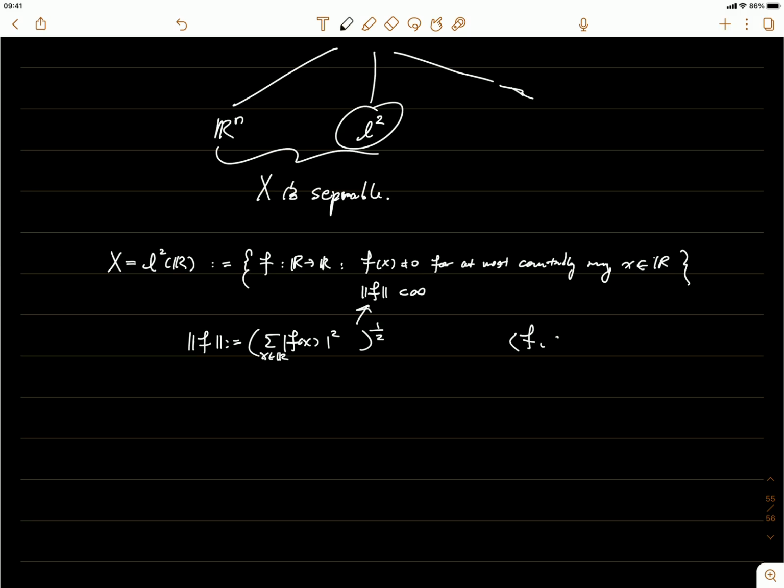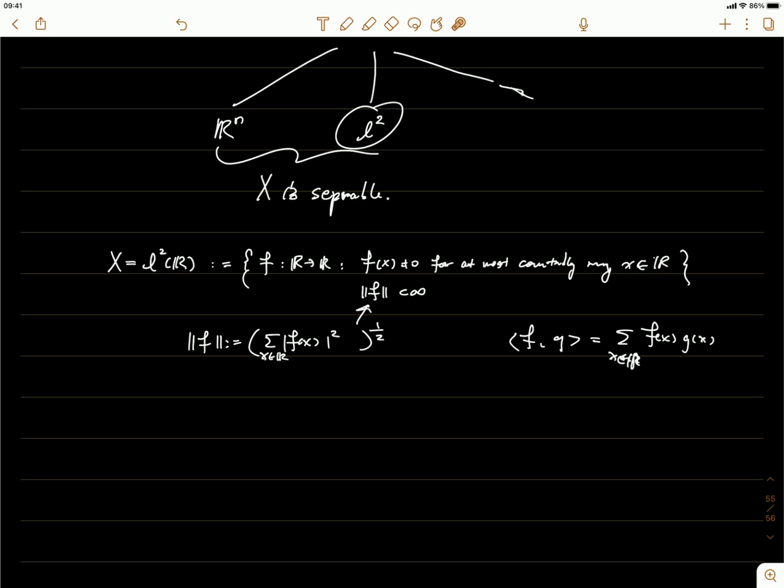So if I have f and g, then we can just define this to be the sum of f of x, g of x, x in R. Okay, because both of them are 0 except for countably many values, or countably many terms. So this is non-zero for at most countably many terms. So this is the inner product, which is okay, and that is the norm induced by that.